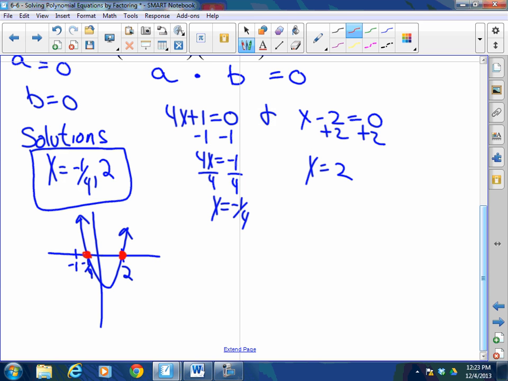Factoring breaks it up into its factors. You set each of those factors equal to 0. Those are your x-intercepts. Those are the points that the graph intersected or went through.